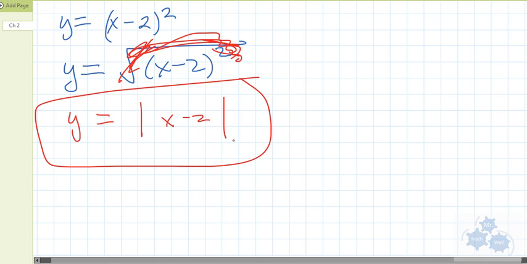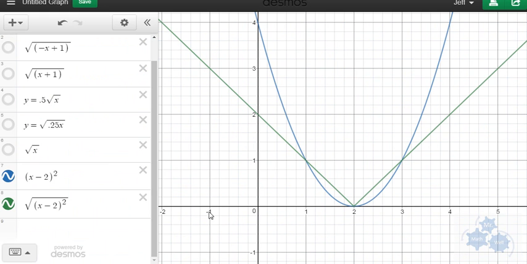Anyways, close only counts in hand grenades and horseshoes. You ever hear that one? Yeah, you heard that one? Okay. Anyways, it does apply here.